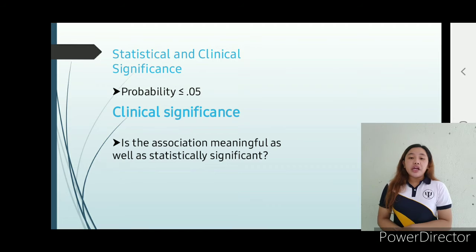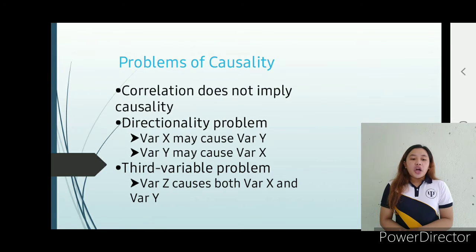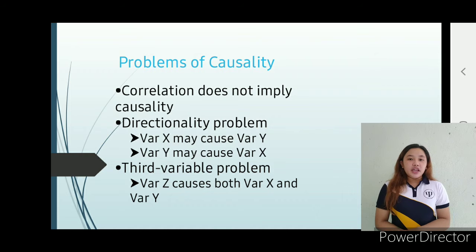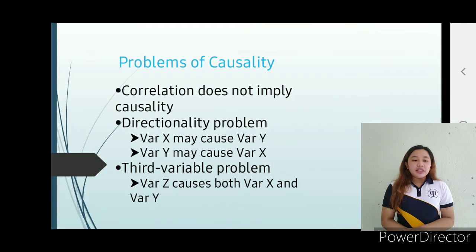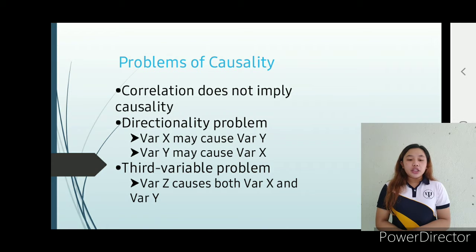Next is clinical significance. It is whether a relationship between variables is large enough to matter. Next is the problem of causality. Correlation does not imply causality. This means that the correlational method does not allow determination of a cause and effect relationship.